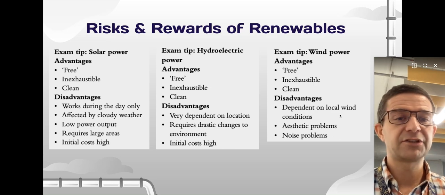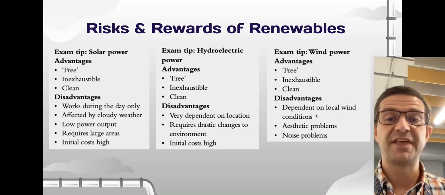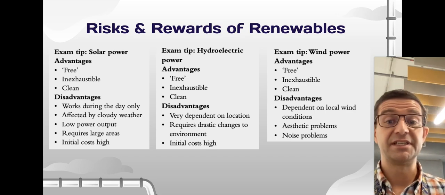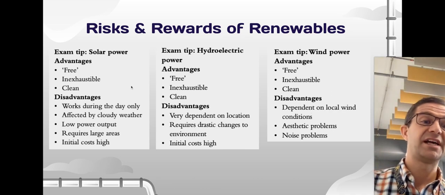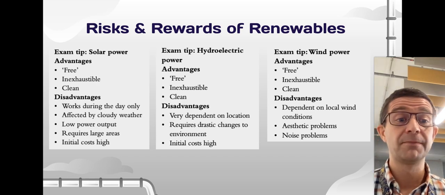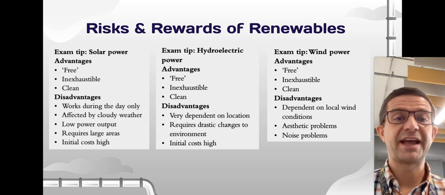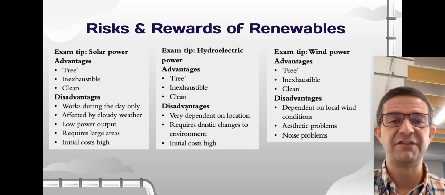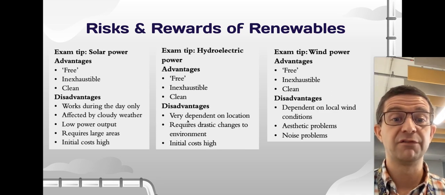Wind and solar have the disadvantage that they're dependent on local conditions. If it's not windy, then you're not getting any wind power. If the sun is not out or it's cloudy, you're not getting very much solar power. On the other hand, hydroelectric power is much more reliable, but only works in very specific locations where you can have a reservoir.